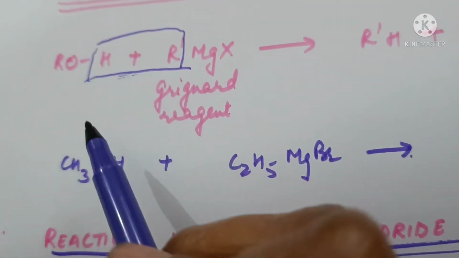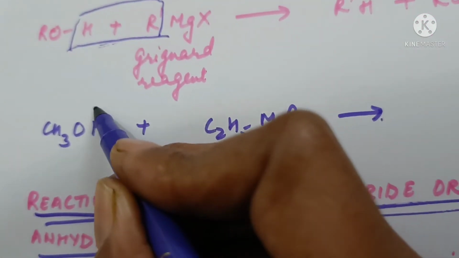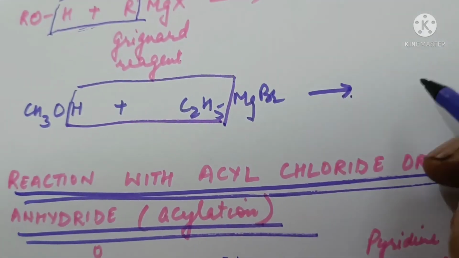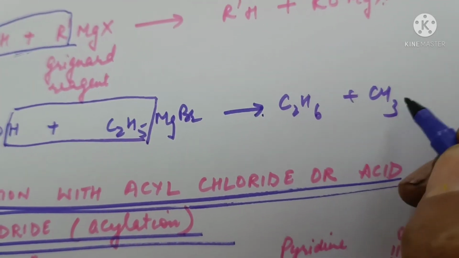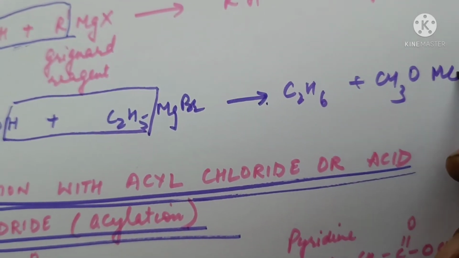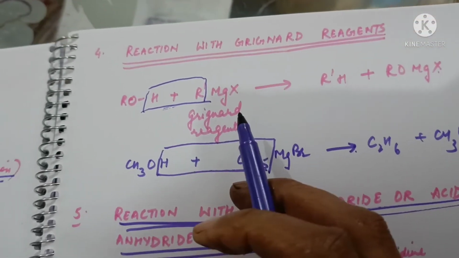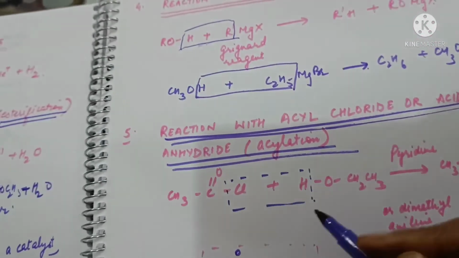For example, CH3OH plus C2H5MgBr will form C2H6 plus methoxy magnesium bromide. So in reaction with Grignard reagent also, alcohol is behaving like an acid.